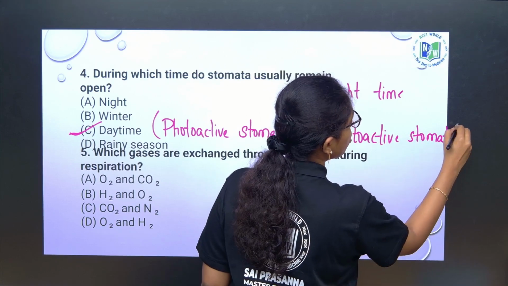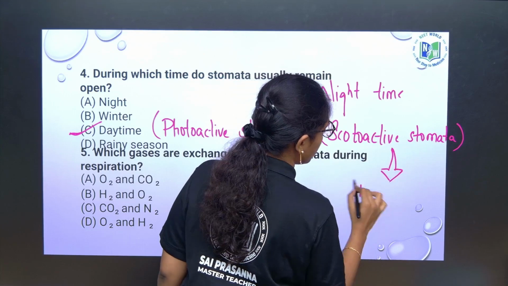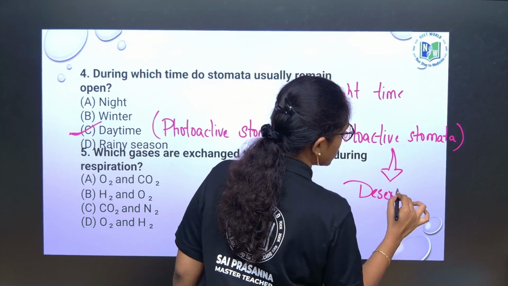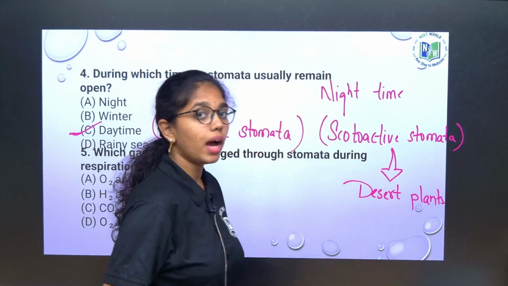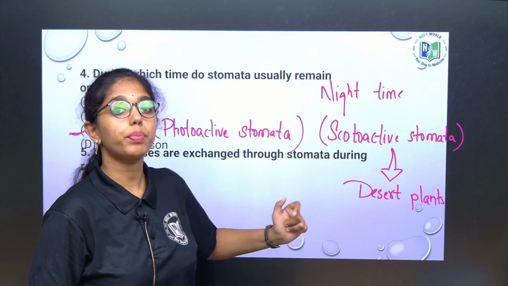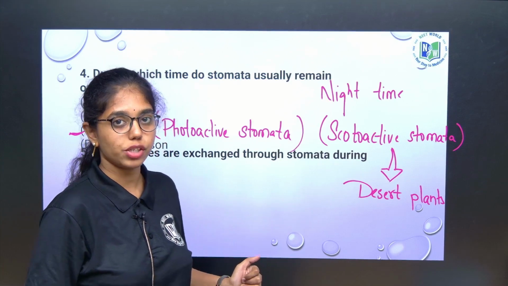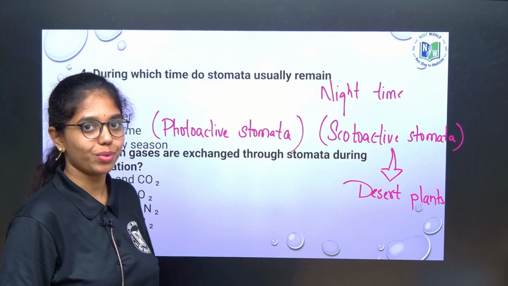Scotoactive stomata you see usually in desert plants. Usually you will observe this in desert plants like cactus and opuntia, wherein stomata open during night time and close during daytime to prevent the process of transpiration in the desert plants. Do remember, these are 2 additional points to be noted.